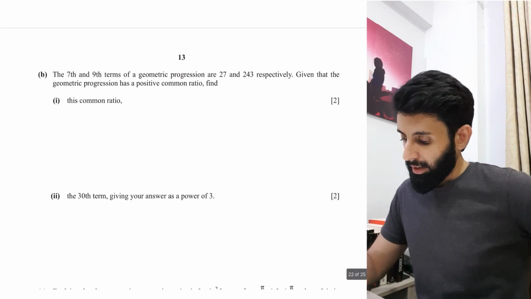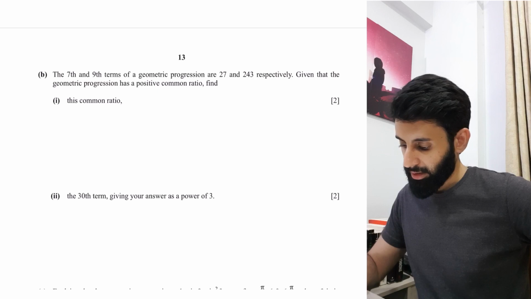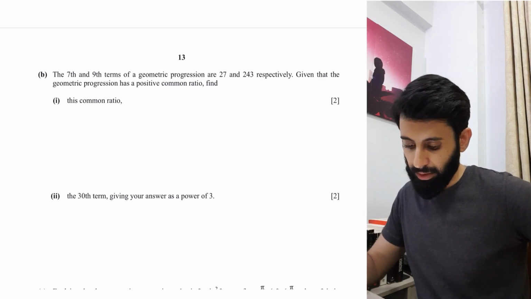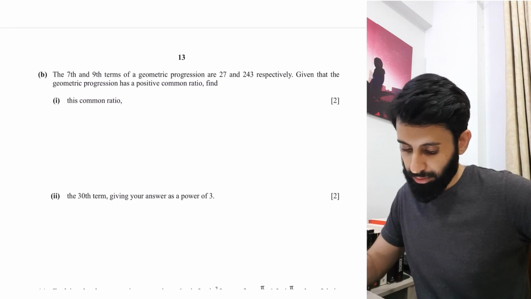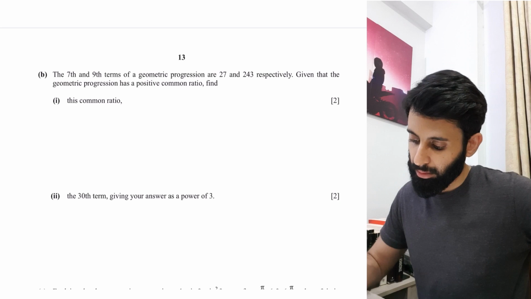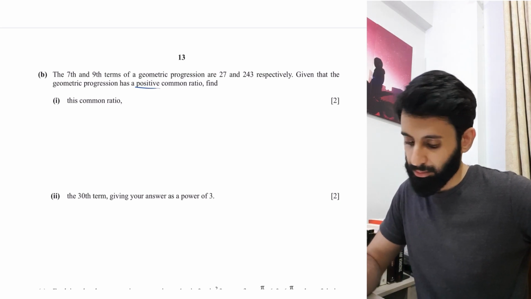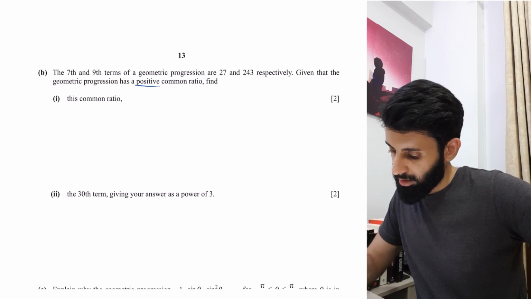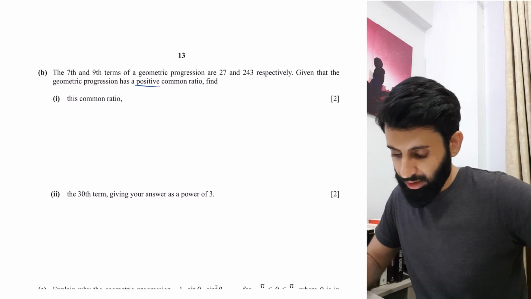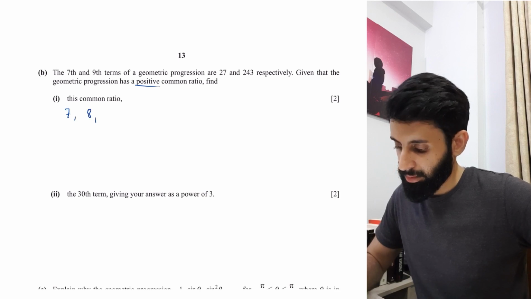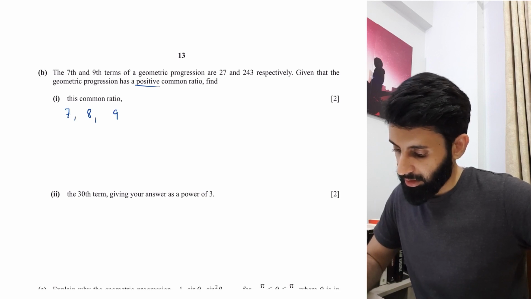Okay. Then it says, here's another part to it. The 7th and 9th terms of a geometric progression are 27 and 243. Given that the geometric progression has a positive common ratio, find the common ratio. Okay, so it says here positive, so that's important. Okay, so here's how we do this. An easier way to do this question, in fact, I think I am going to opt for the easier way. So you're given the 7th term, you're not given the 8th term, but you're given the 9th term.